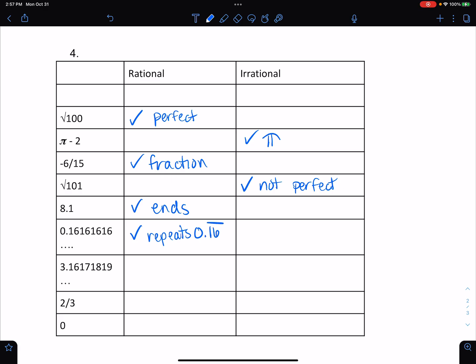Looking carefully at this, 3.16171819, this does not end, and it does not repeat. 2/3 is a fraction, and 0 is a whole number. So there's our rational and irrational numbers.